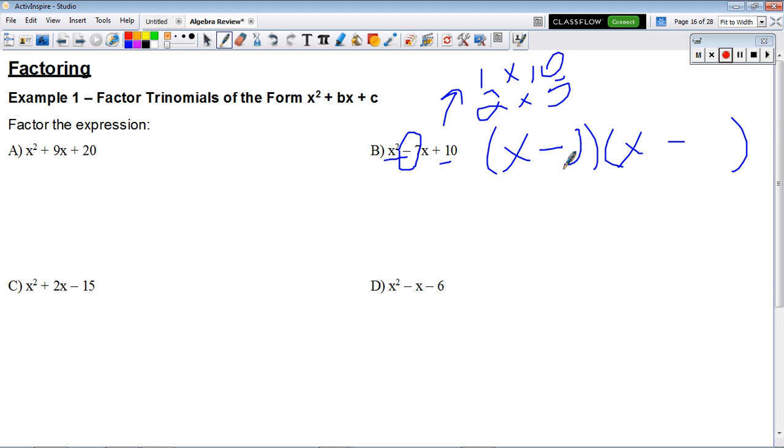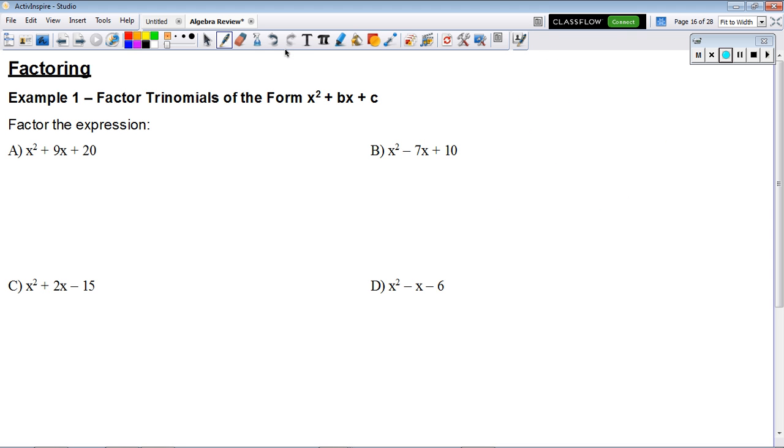If I put a 2 and a 5 at the back of the parentheses there, x times negative 5 is negative 5x, and negative 2 times x is negative 2x. If you put those together, you get negative 7x. So that's the answer for part B.